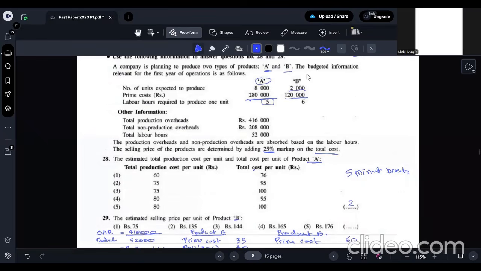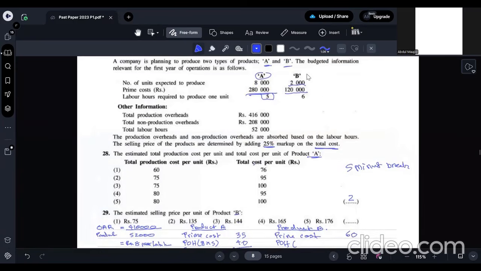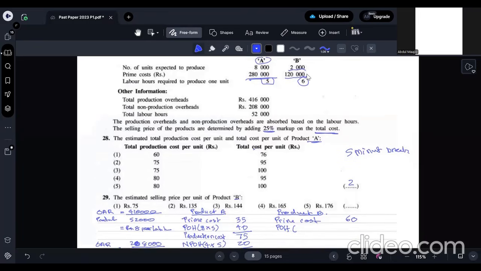60 rupees. Then production overheads will be, we found the OAR as 8 per labor hour. To produce 1 unit of B, you need 6 labor hours. And the production overhead is 6 hours into 8 per hour. That will be 6 into 8, 48. Then prime cost plus production overhead will give you your production cost. Production cost will be 60 plus 48, 108.